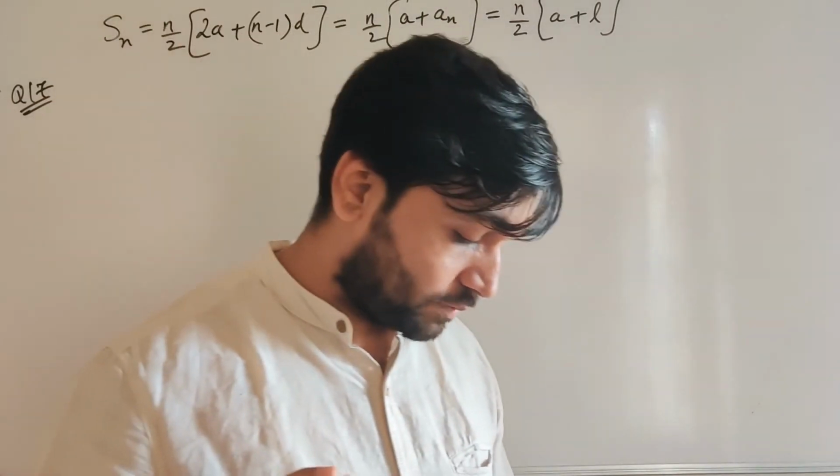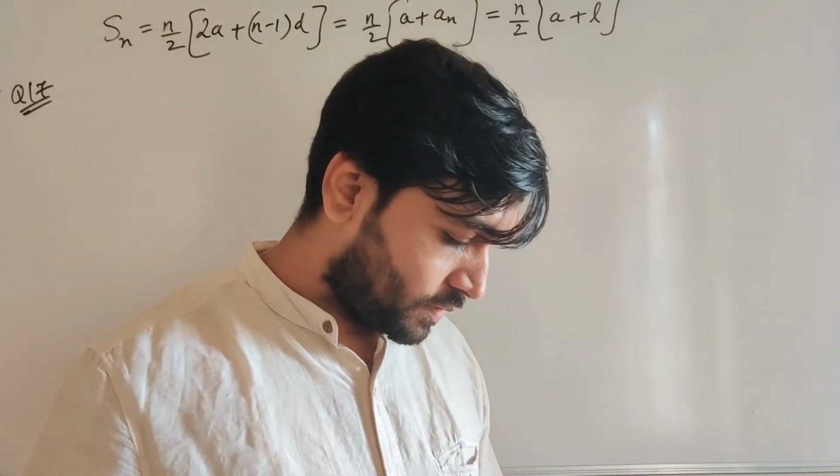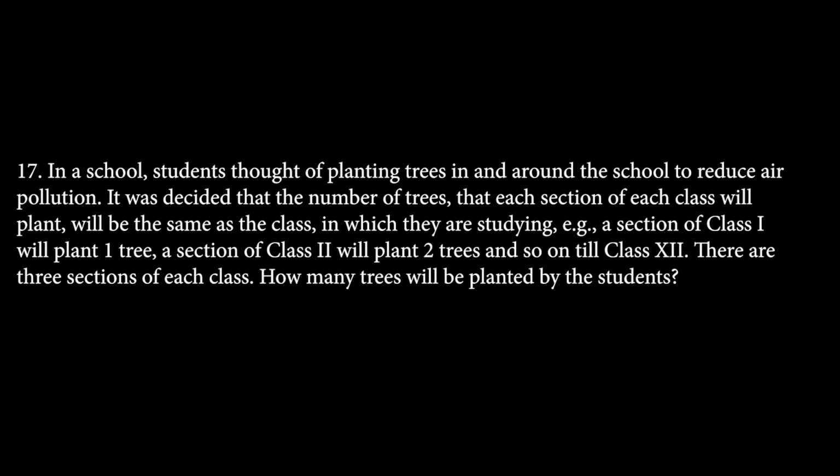So the next question, question number 17, another word problem. In a school, students thought of planting trees in and around the school to reduce the air pollution. It was decided that the number of trees that each section of each class will plant will be the same as the class in which they are studying. So, a section of class 1 will plant 1 tree because they are in class 1. Class 2 will plant 2 trees. Class 3 will plant 3 trees. So, up to class 12. Class 12 will plant 12 trees.